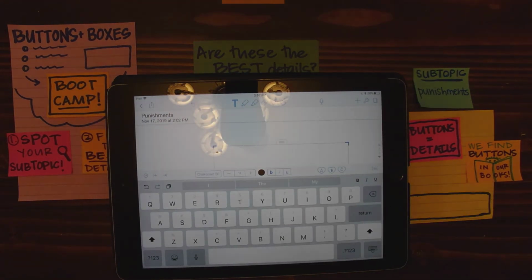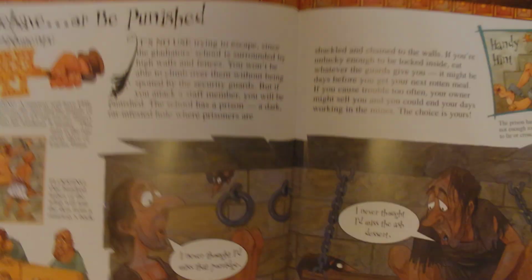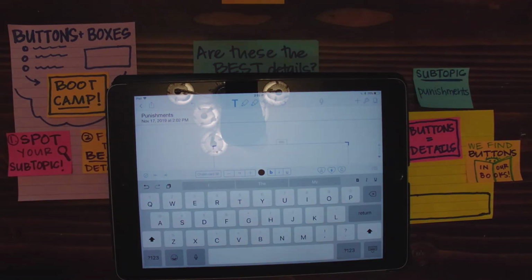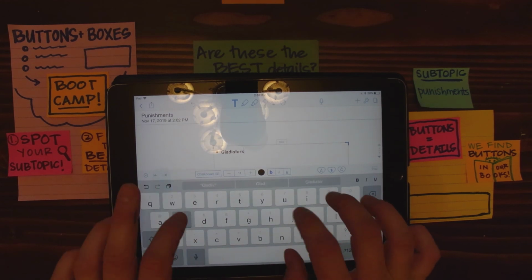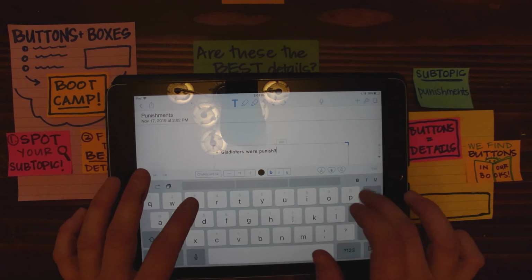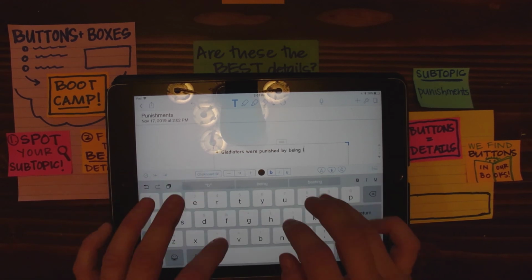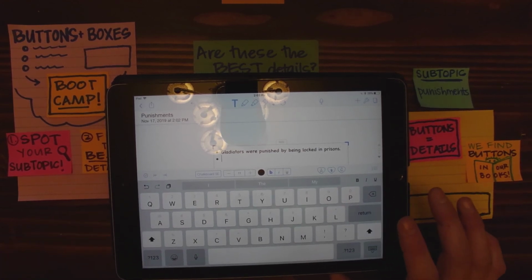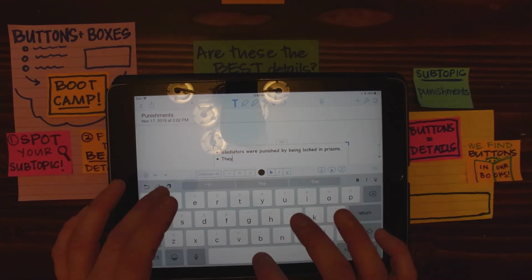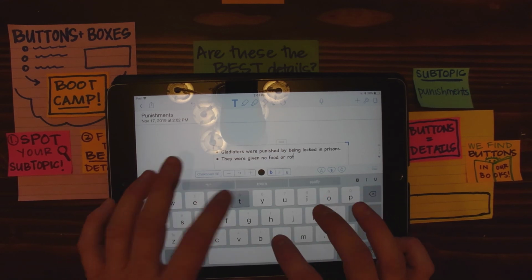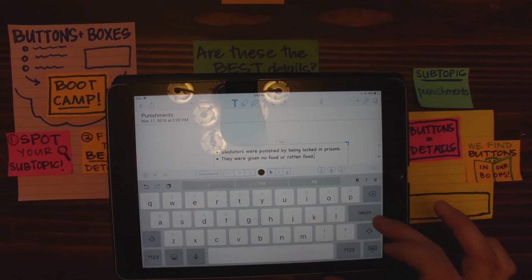So I want to look back and find the best details. Now, the ones that really relate to punishments and also jumped out at me as either important or something I wanted to remember. So the first one was that gladiators were punished by being locked in prisons. Okay, that's one detail I want to remember. And then also, when they were in that prison, they were given no food or rotten food. Okay, that sounds like a punishment to me.